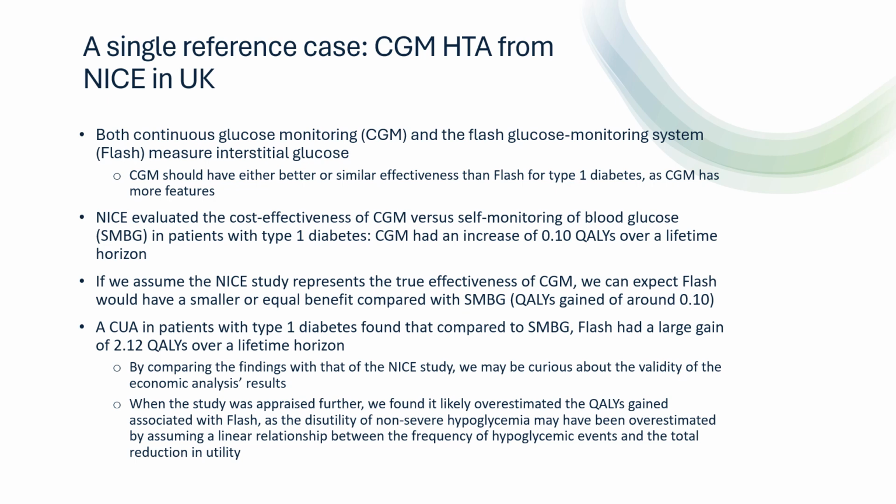However, a recent cost-utility analysis in patients with type 1 diabetes found that compared to SMBG, FLASH had a large gain of 2.12 QALYs over a lifetime horizon. By comparing the findings with that of the NICE study, we may be curious about the validity of the economic analysis results. When the study was appraised further, we found it likely overestimated the QALYs gained associated with FLASH, as the disutility of non-severe hypoglycemia may have been overestimated by assuming a linear relationship between the frequency of hypoglycemic events and the total reduction in utility.